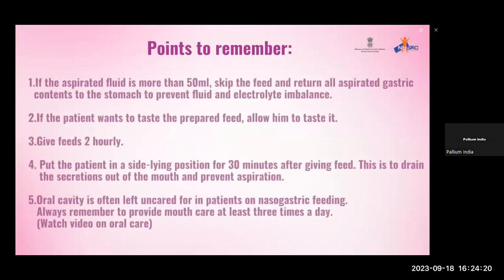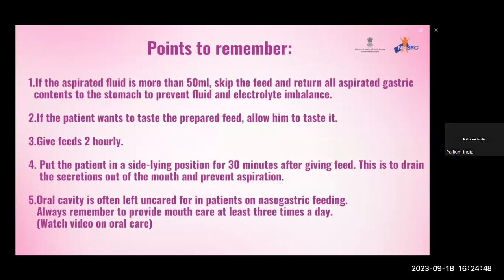Points to remember. If the aspirated fluid is more than 50 ml, skip the feed and return all aspirated gastric contents to the stomach to prevent fluid and electrolyte imbalance. If the patient wants to taste the prepared feed, allow him to taste it. Do not give feeds too early. Put the patient in a side-lying position for 30 minutes after giving the feed. This is to drain the secretions out of the mouth and to prevent aspiration.